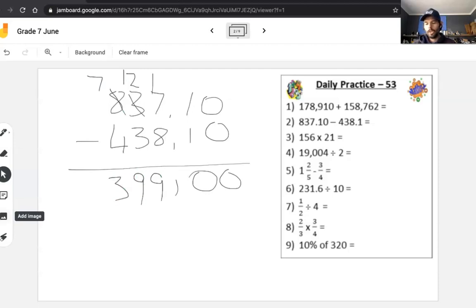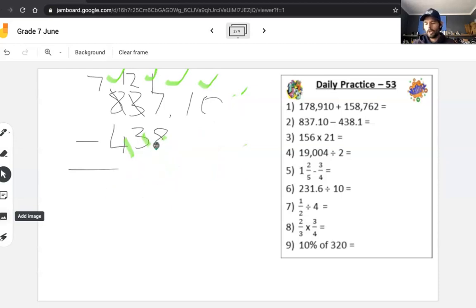Remember, the check strategy is to do the inverse. 0 plus 0, 0, good. 0 plus 1 is 1, okay, good. 9 and 8 is 17. 9 and 3 is 12, and 3 and 4 is 7. So if all those work out the way they do, then I'm happy and satisfied that my calculation is correct.